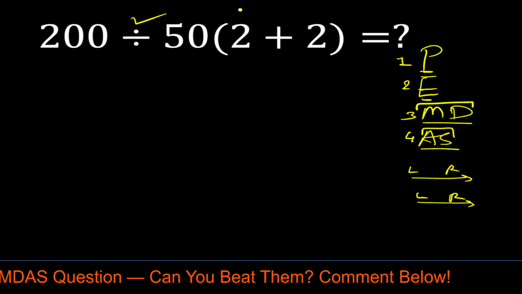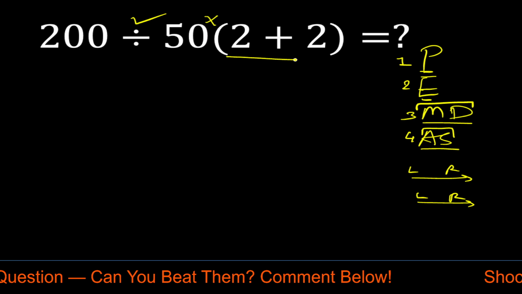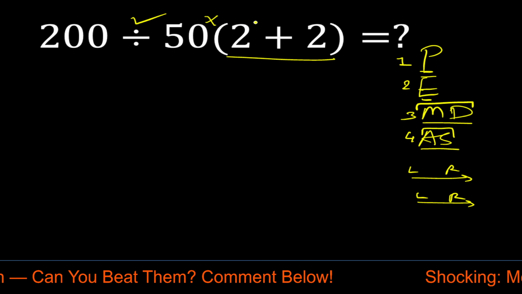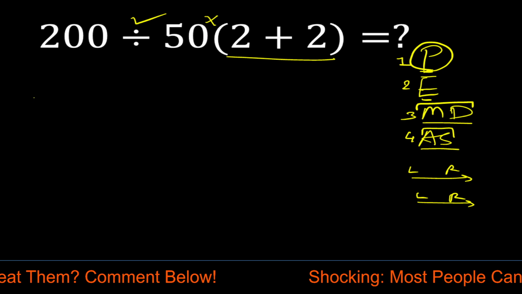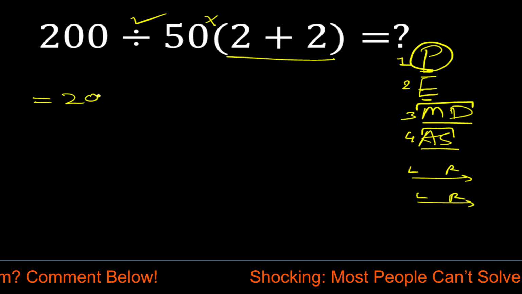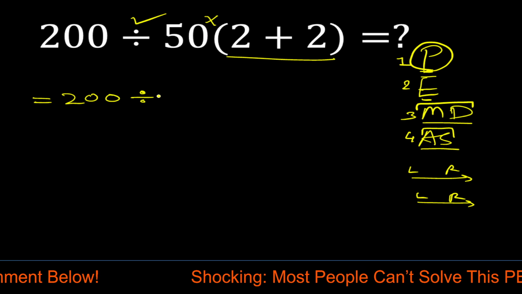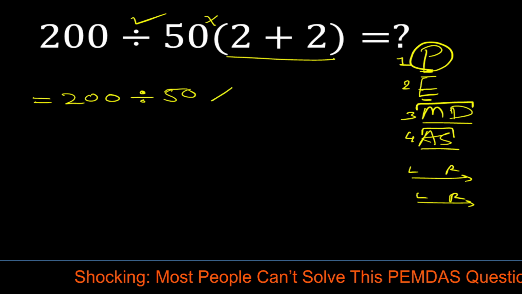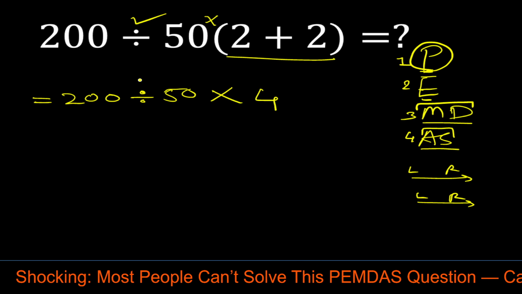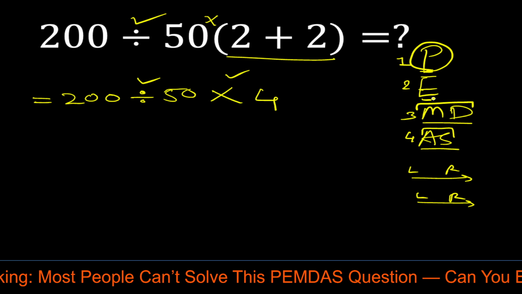So in this question, here we have division, here multiplication, and here parenthesis, right? So according to the PEMDAS rule, first we have to solve the parenthesis. So now 200 divided by 50. Now solve this parenthesis first. 2 plus 2 is equal to 4. So times 4, right?